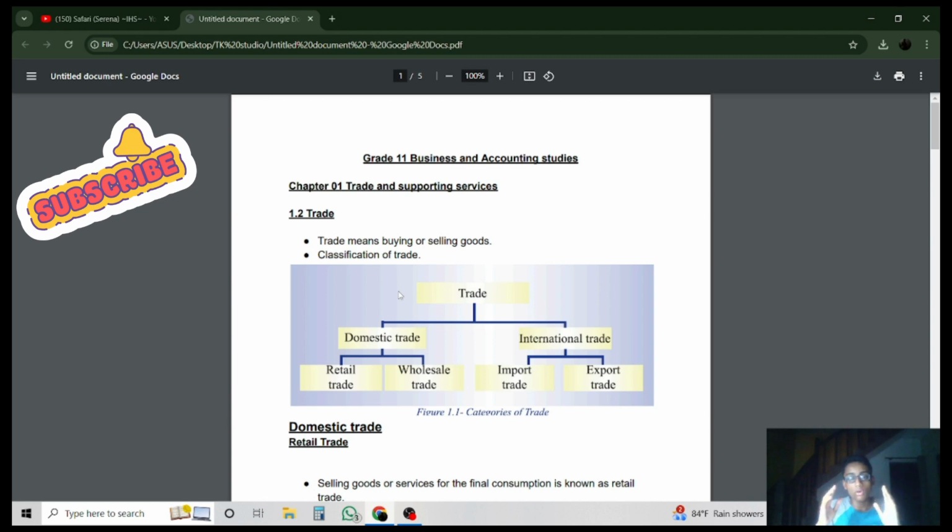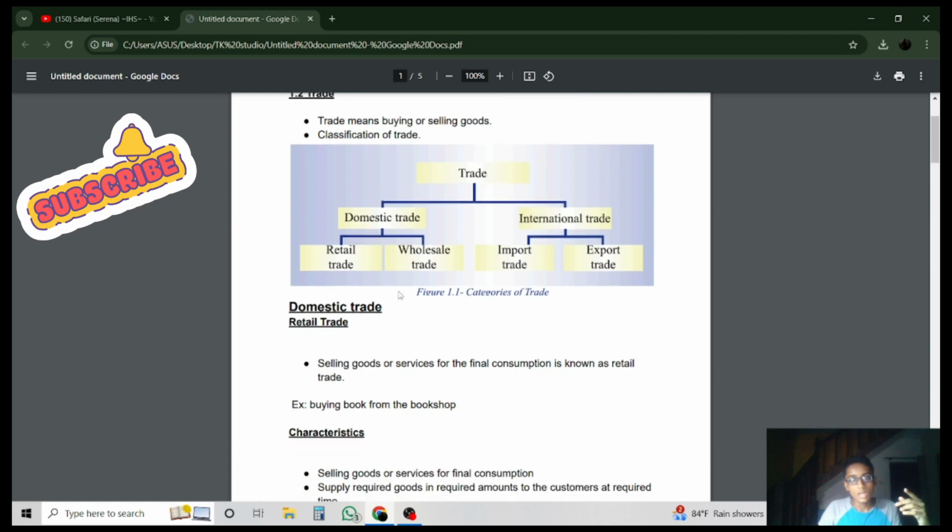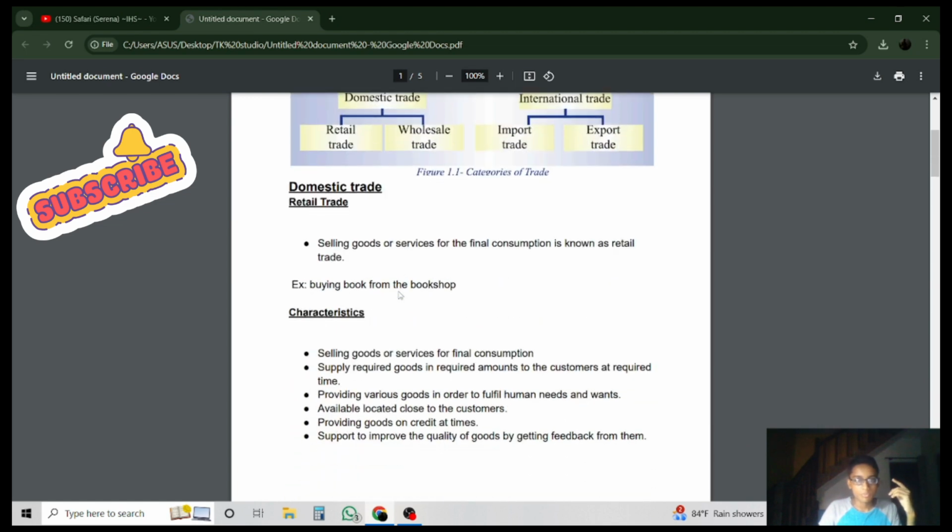So we all have to remember this, because domestic trade is very important, right? In many papers they have asked what the two types of domestic trade are. So you have to give priority to domestic trade. Then let's move on. Under domestic trade, there are two trades: retail trade and wholesale trade.